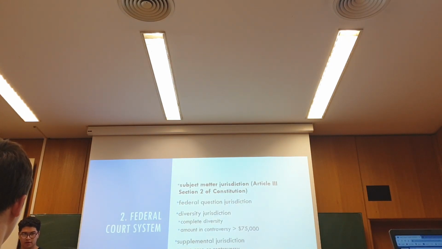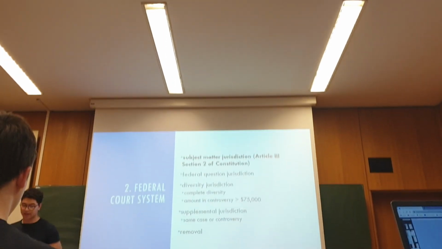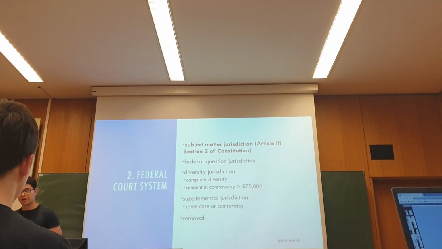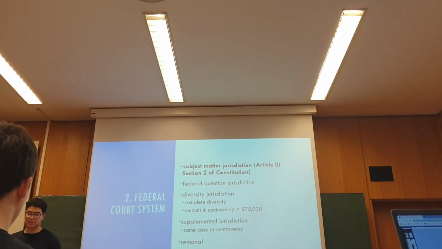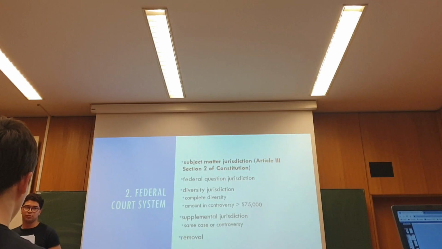The final way in which a federal court can have subject matter jurisdiction is removal. That just means that you remove a case from a state court to a federal court. And when does this happen? It happens when a plaintiff could bring a case into the federal court, but decides to leave it at a state court. And the defendant says, no, I want that.